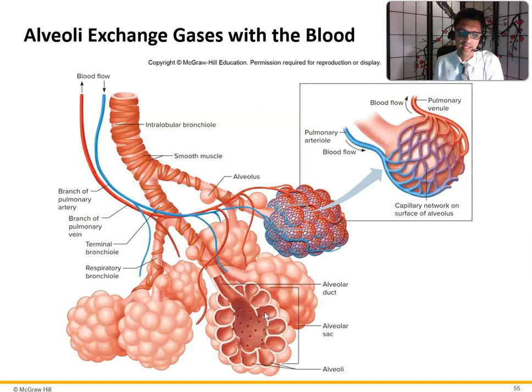So they look a little bit like this. They look like little grapes. Here's the little stems. Here's the alveolar duct. Here's the alveolar sac. Here's the alveoli. Here's the blood flow.